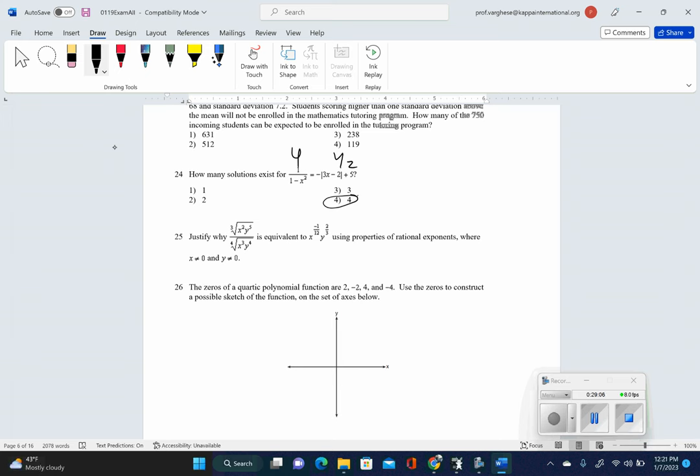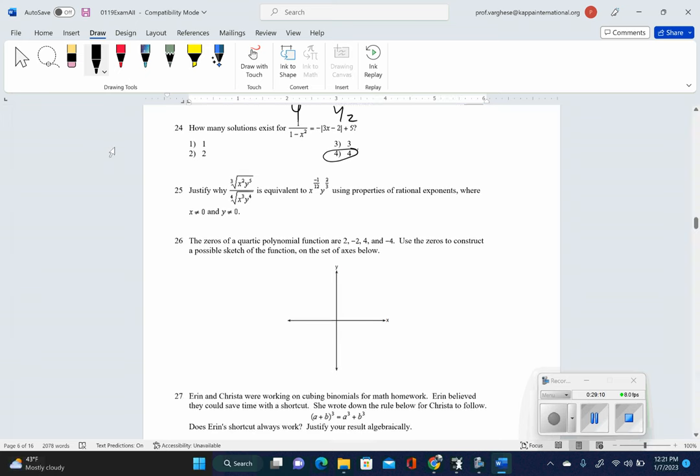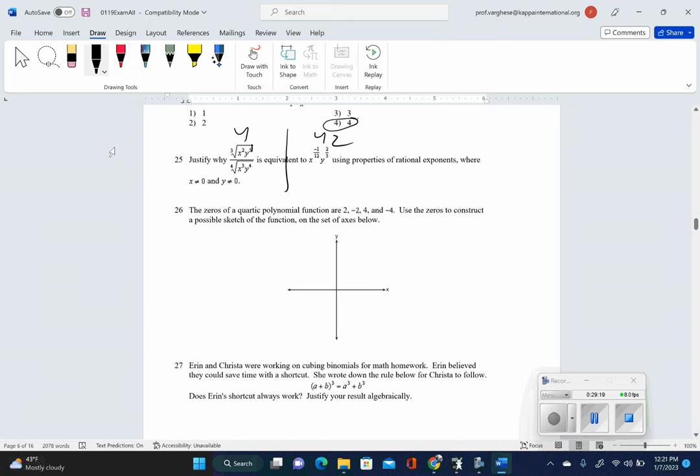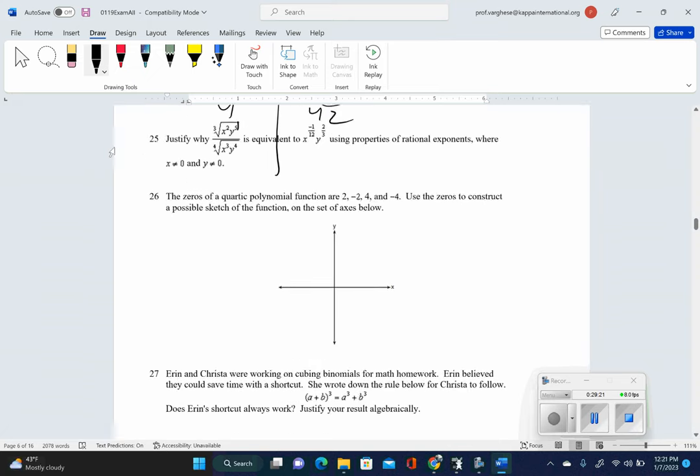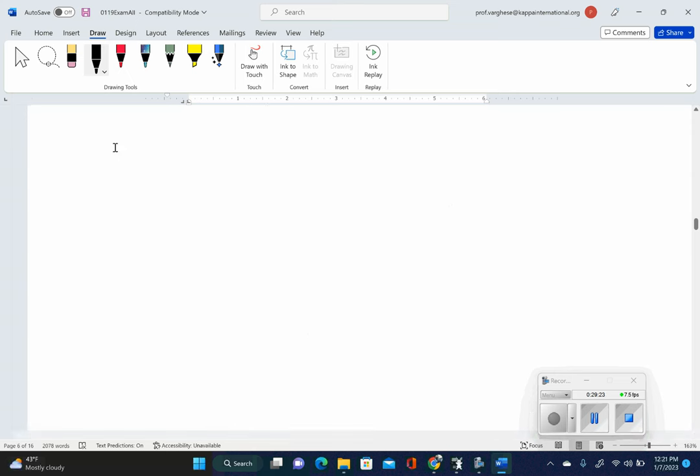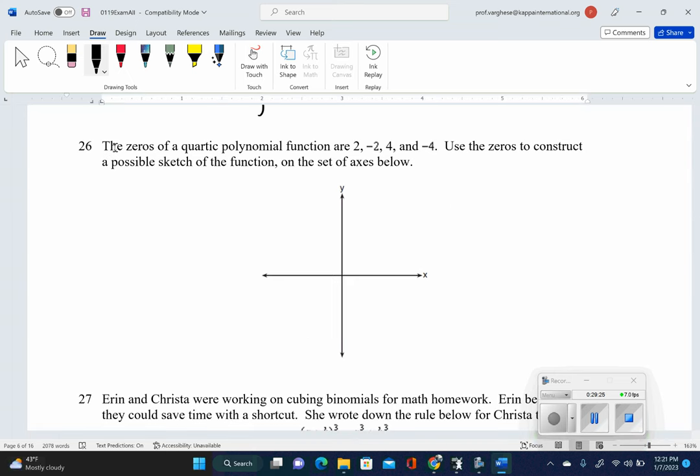Okay. The first one, this is not straight calculator, even though you could say equivalent, right? Y1, Y2. They're already telling us that they are equivalent. They're asking us why they're equivalent. Okay. 26 is a calculator question. It's something that you could definitely do. It says the zeros are 2, negative 2, 4, and negative 4, and it's asking you to sketch. Okay, we can do this.